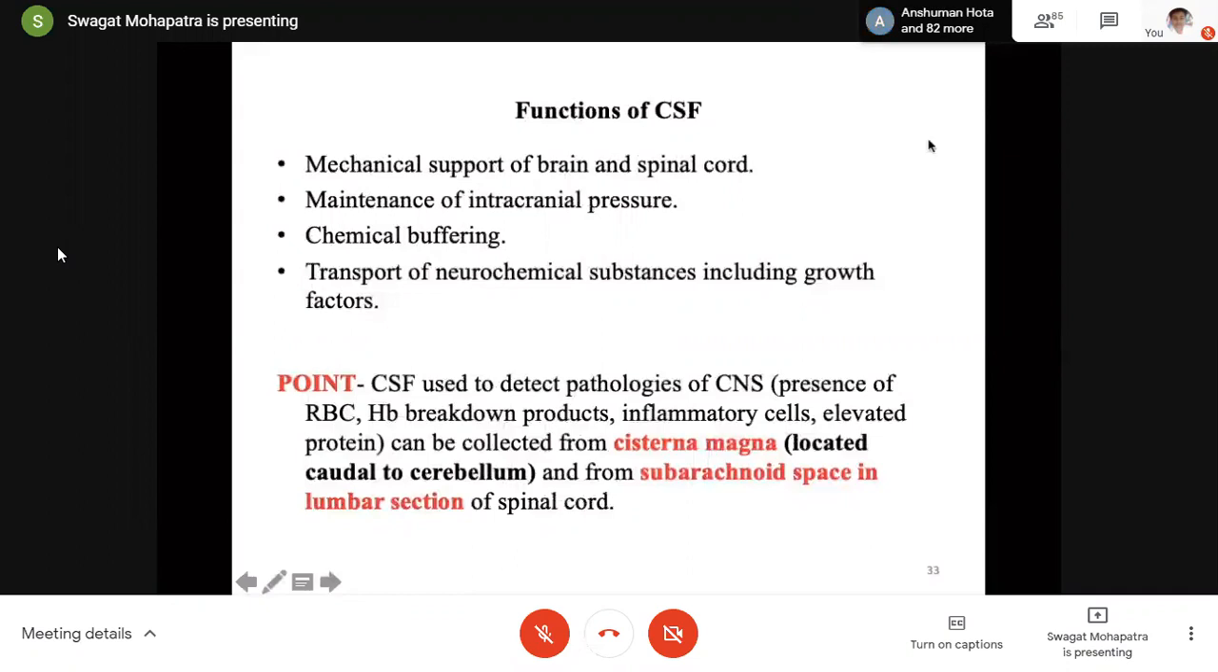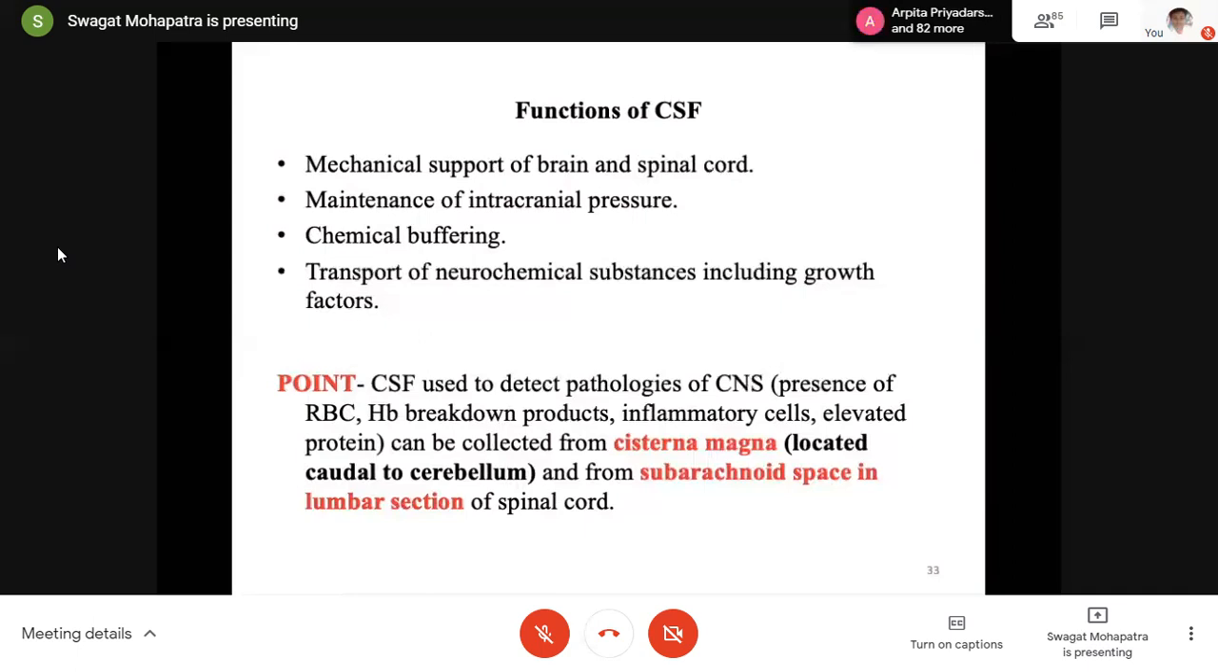First is the mechanical support of brain and spinal cord. Since the CSF is present at the subarachnoid space, and you know that once a fluid is present, it provides some sort of buoyancy. So it makes the brain relatively lighter.